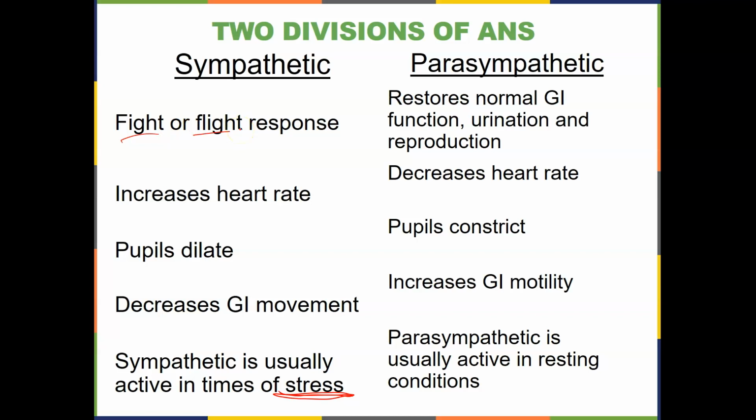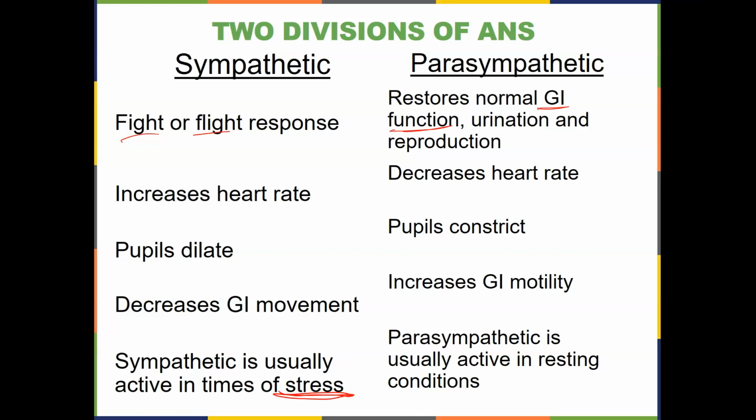Parasympathetic is rest and digest. That's the best way to think about it. Restores your normal gastrointestinal function. After you go through a sympathetic activation, parasympathetic activation takes over. So sympathetic is on, parasympathetic is off. Once you get away from the lion, sympathetic's turned off and parasympathetic turns on. So it restores your GI function.